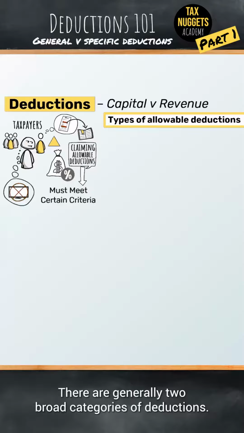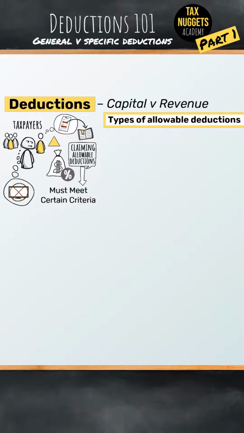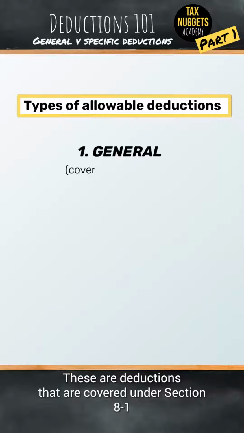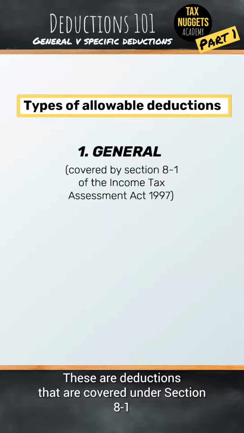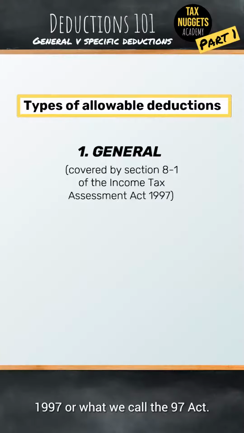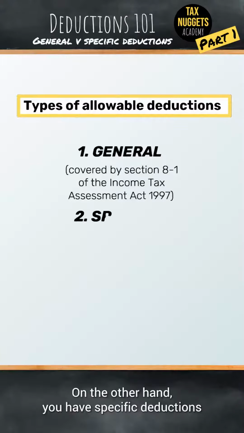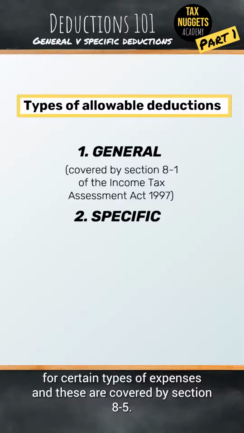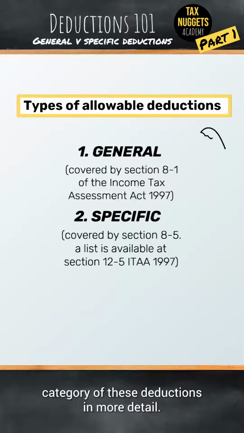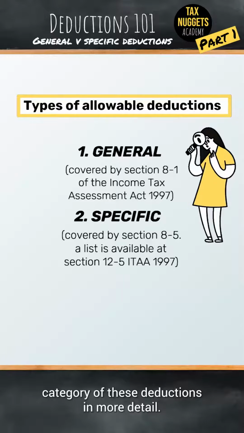There are generally two broad categories of deductions. On one hand, you have your general deductions. These are deductions that are covered under Section 8-1 of the Income Tax Assessment Act 1997, or what we call the 97 Act. On the other hand, you have specific deductions for certain types of expenses, and these are covered by Section 8-5, and a whole list is available at Section 12-5 of the 97 Act. Let's take a look at each category of these deductions in more detail.